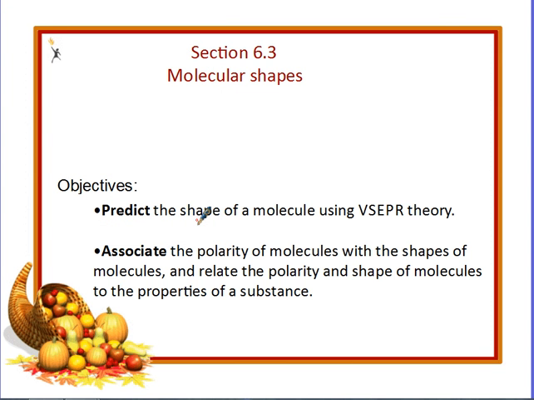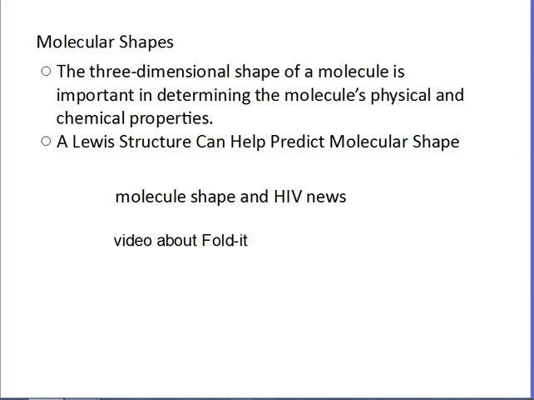We are back talking about chemistry. Today we're talking about molecular shapes. This is section 6.3 of your book. Our objectives are to predict the shape of a molecule using this weird term called VSEPR theory. We're also going to talk a little bit about polarity of molecules, not just bonds that we've learned about before.